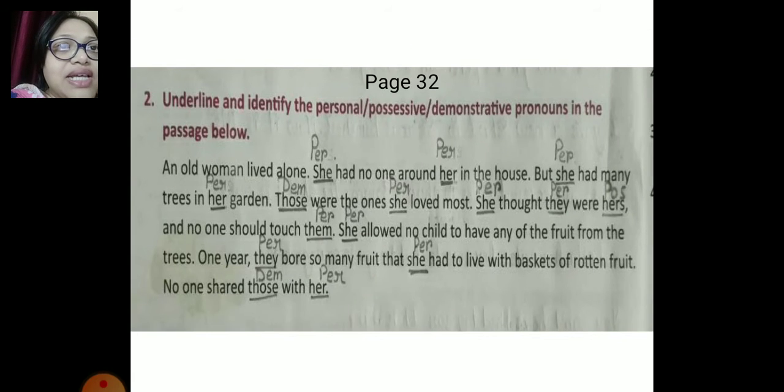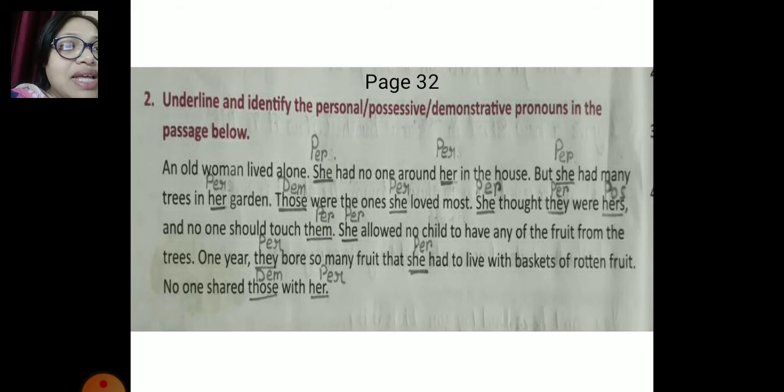Moving on to the next on page number 32 as well, exercise number 2. Here we have to identify the personal and possessive pronouns, which we had done the other day, and today we have done demonstrative pronouns. So we are going to identify each pronoun in the passage given below. Let's read the passage first. An old woman lived alone. She had no one around her in the house, but she had many trees in her garden. So here she and her in the two sentences are personal pronouns.